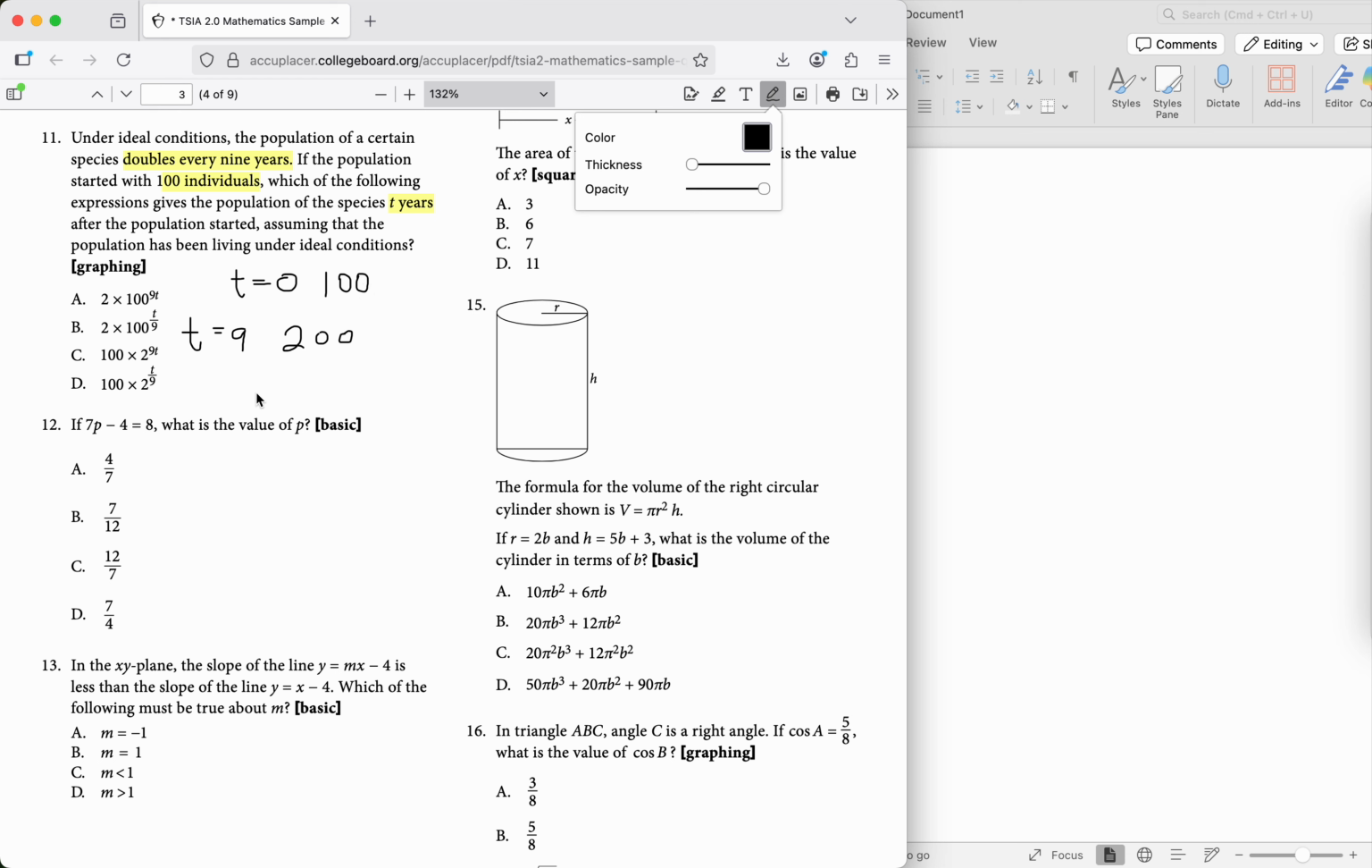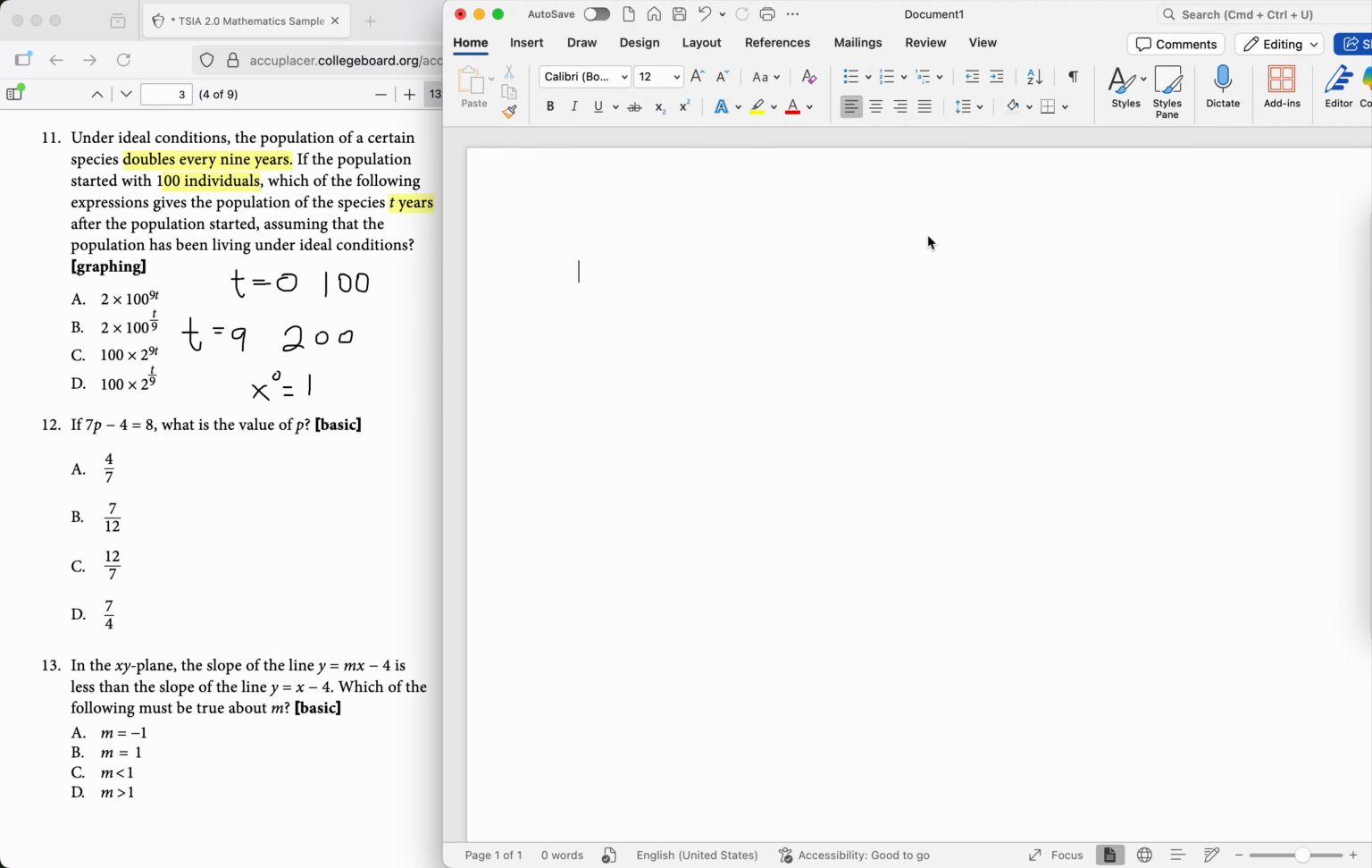Now, we know that if we take some number and have 0 as the exponent, it's going to equal 1. So this first part should be pretty easy. Let's plug in our zeros and see which one gives us 100. So looking over here, 100 to the 9 times 0 power. And I'll type it right here. 100 to the 9 times 0 power.